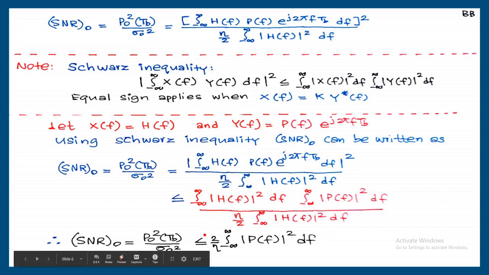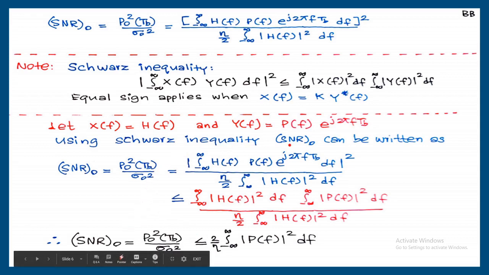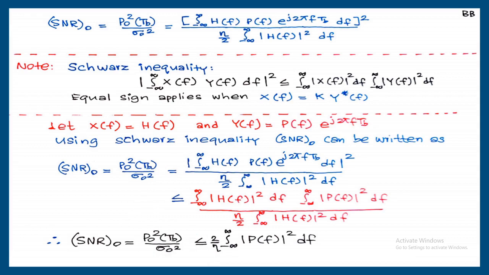And if the sign is equal sign, what is the advantage? SNR output will become maximum. If SNR output is maximum, what is the name of the filter? Matched filter. That is the condition for matched filter. For matched filter, SNR output is always maximum. So SNR output can be made maximum if the sign is equal sign.